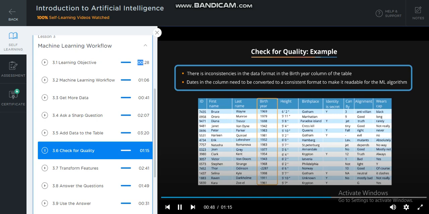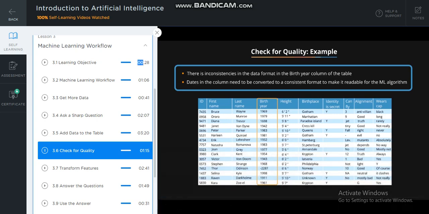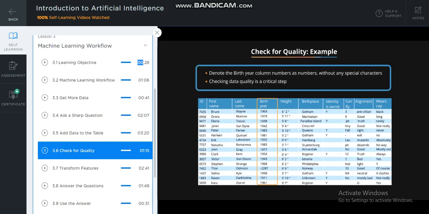Use a method or standard rule to convert the data into consistent formats. A standard methodology would be to denote the birth year column numbers as numbers without any special characters, as shown. As machines cannot read inconsistent data, it is important to maintain a single format. As a result, checking data quality becomes a critical step in the machine learning workflow.